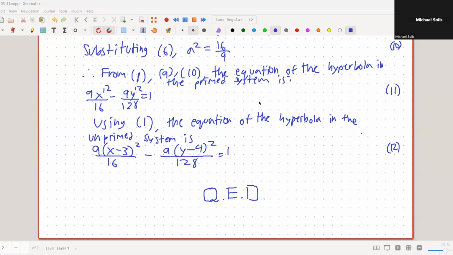Okay? So don't be afraid to quote definitions. It's important that every step is justified. And you have to use sentences.